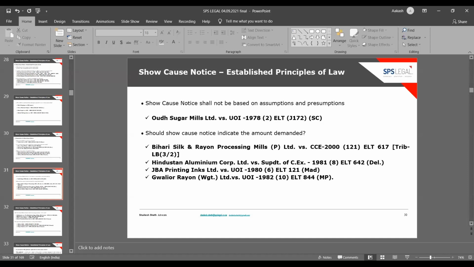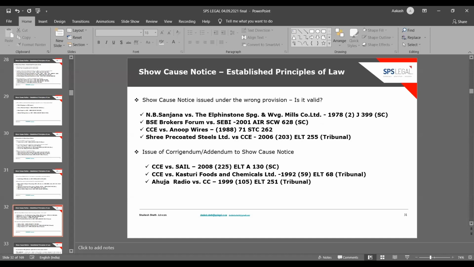We may see some fireworks in the coming days, maybe on this issue. Coming to a so-called notice issued under the wrong provision, is it valid? By and large, in all these judgments, it is a law that mere issue of the so-called notice under a wrong provision will not invalidate the notice if the power to raise that allegation can be traced to a particular provision in the law.